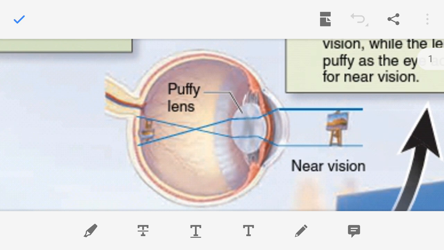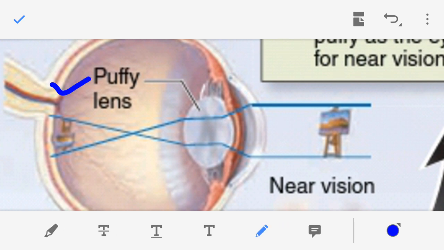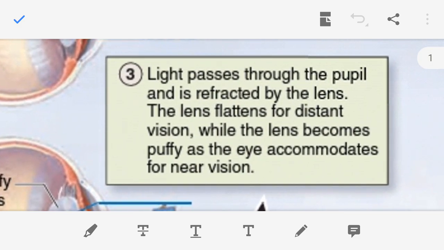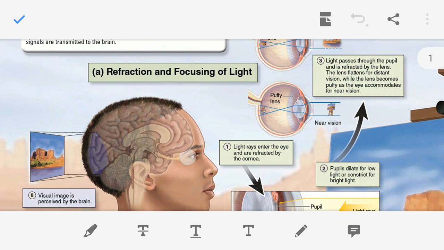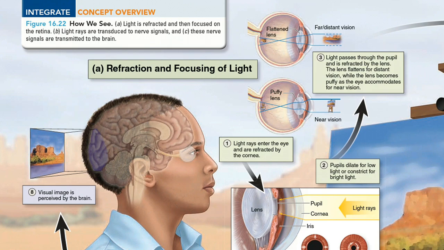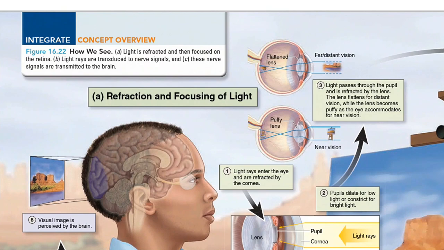This time, for near vision, to see the painting, when the painter is looking at the painting, the lens becomes puffy. That means the lens looks somewhat spherical in shape. So in the third point, light passes through the pupil and is refracted by the lens. The lens flattens for distant vision, while the lens becomes puffy as the eye accommodates for near vision. All this discussion of points 1, 2 and 3 we can include under the heading refraction and focusing of light.